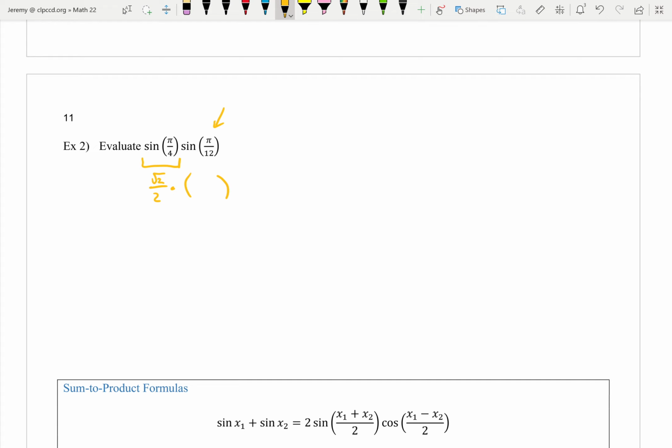But pi over 12, as we've seen a few times in this chapter, we don't really have the unit circle memorized up to pi over 12. I don't really know how to work with 15-degree angles in right triangles, so it's not a familiar angle to me. So if I can use an identity to rewrite this in a friendlier form, I might do that. So let's see what happens if we rewrite this using the product to sum. So I want to rewrite this as a sum.